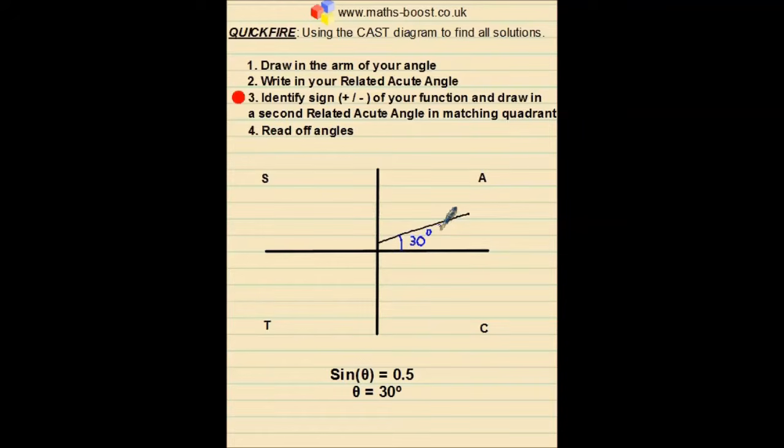In this quadrant, our sine function is positive because all functions are positive. The other quadrant that matches this positive for the sine function is here. So we write another related acute angle in this quadrant. Remember, always measuring from the x-axis, so we'll measure 30 degrees from here.